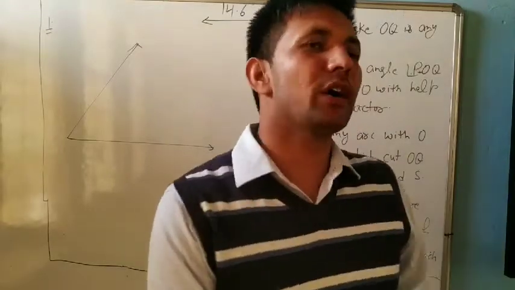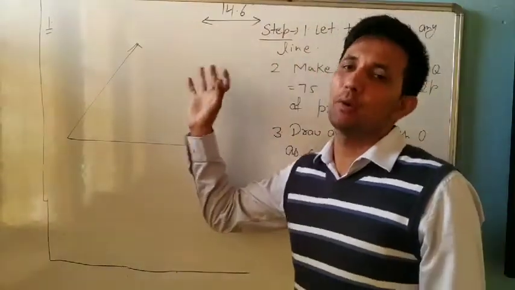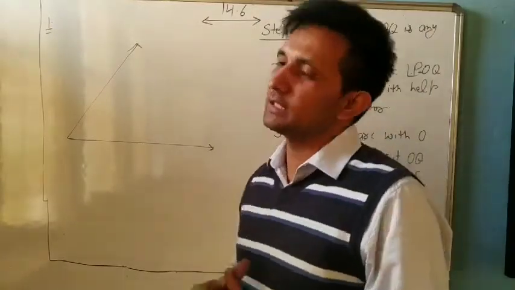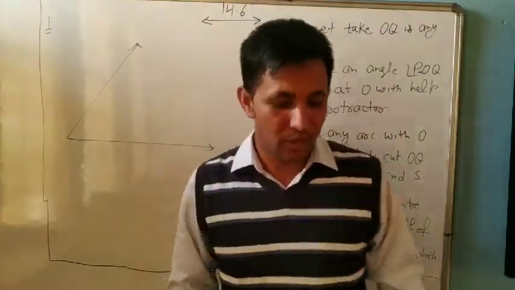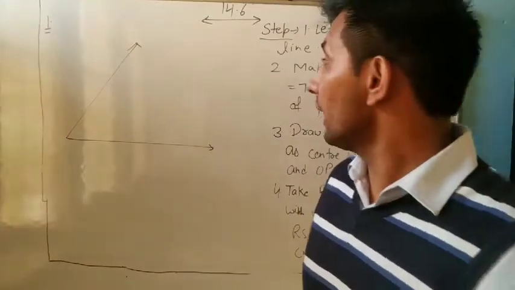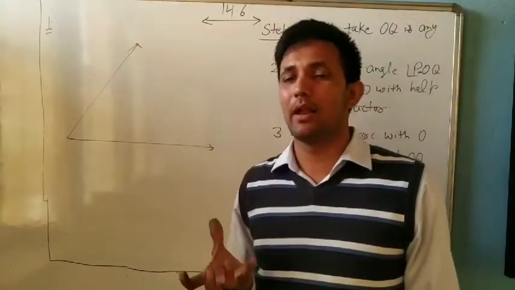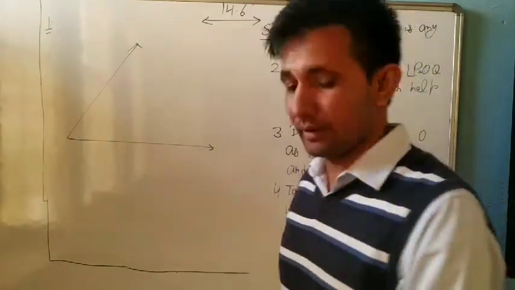Today we are going to start our last exercise of our syllabus. Okay, 14.6, and 14.6 is a very important exercise. In this exercise, we will learn how to construct an angle and how to take a bisector.